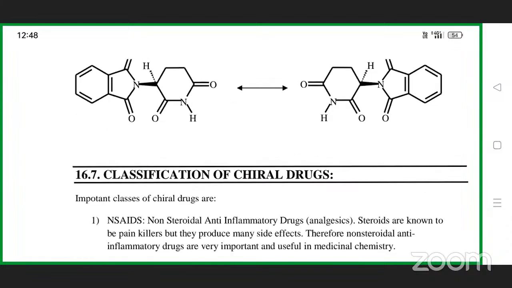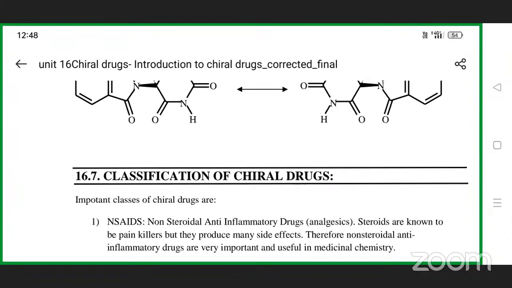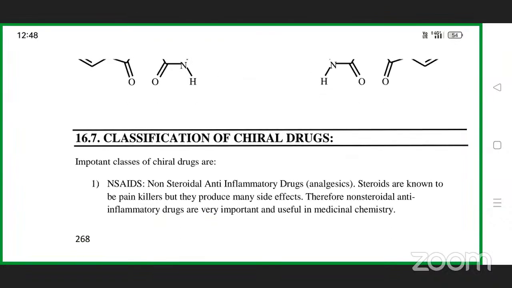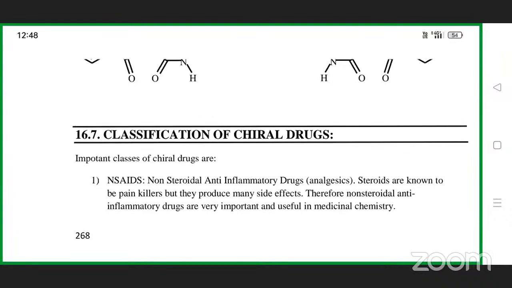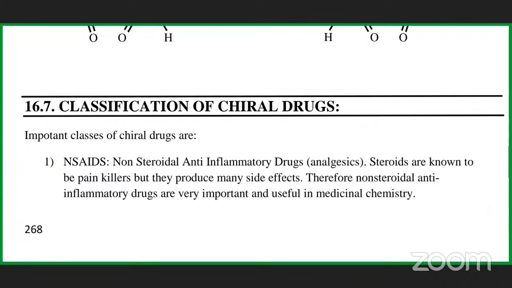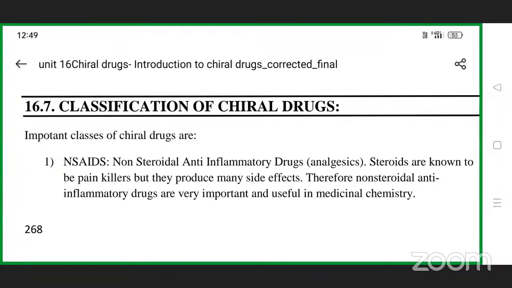Next we are going to see the classification of chiral drugs. In the classification of chiral drugs, we have various types of drugs, and we'll see the NSAIDs, non-steroidal anti-inflammatory drugs. These drugs are analgesics, nothing but painkillers.